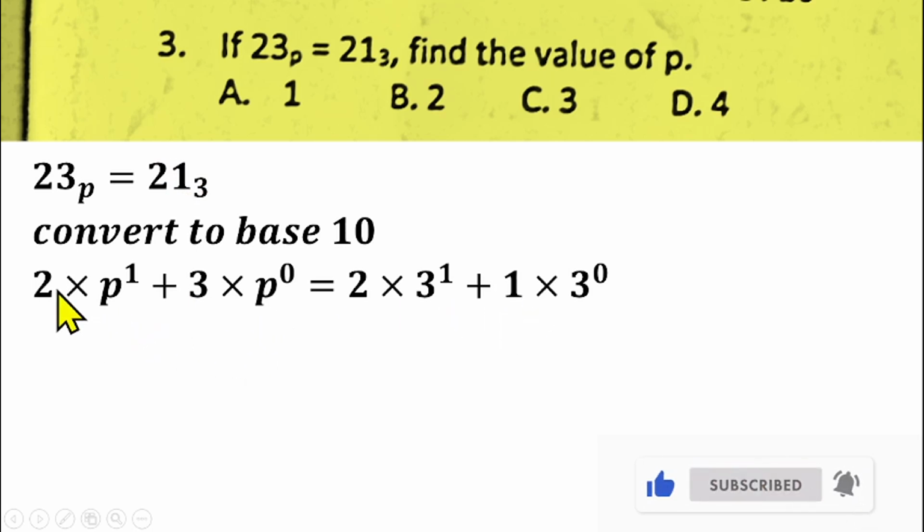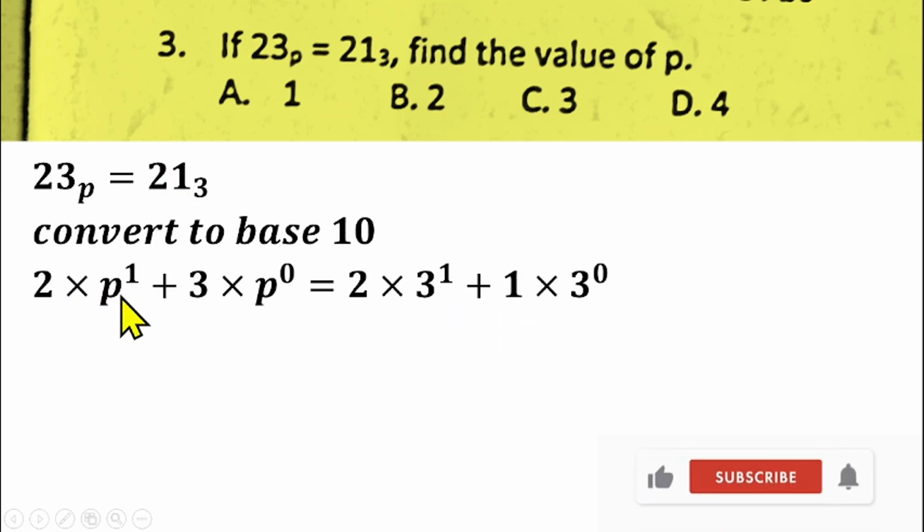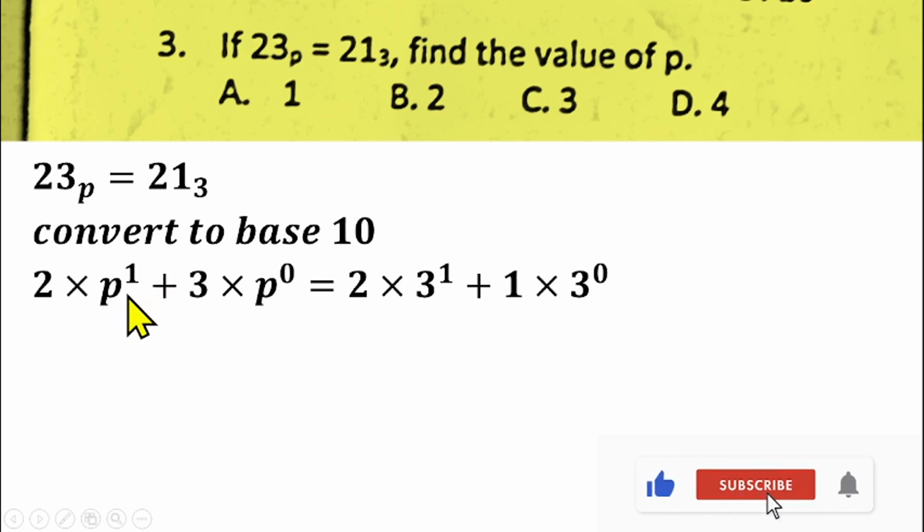From there you can simplify further. p raised to power 1 is the same as p, so p times 2 gives us 2p. p raised to power 0 is 1, times 3 gives us 3. On the other side, 3 raised to power 1 is 3, and 2 times 3 gives us 6. Then 3 raised to power 0 is 1, and 1 times 1 gives us 1.